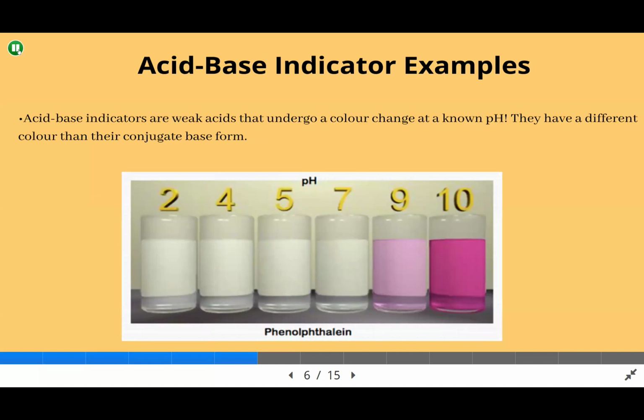An example of an acid-base indicator is phenolphthalein. It is colorless at pH 2, 4, 5, and 7, but as soon as you reach a pH of 9, it will turn light pink. At a pH of 10, it will turn dark pink.